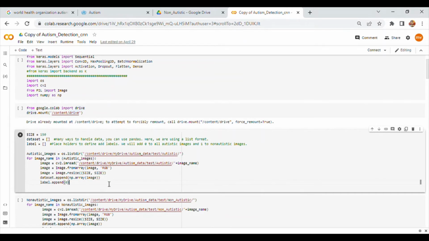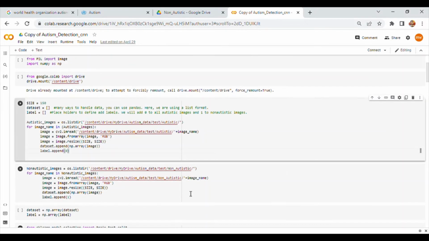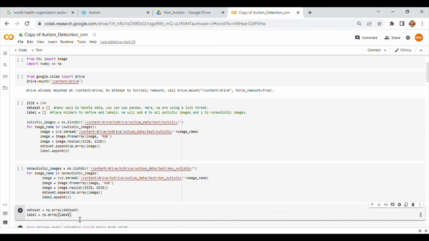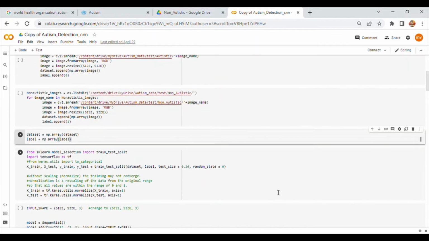In this cell, we have defined a path to import images from Google Drive, and every image is read with the help of the CV2 library, and every image is resized and labeled. Autistic images are labeled with a 0, and non-autistic images are labeled with a 1, and after that every list is converted into an array so that this array is easily inserted into the architecture.